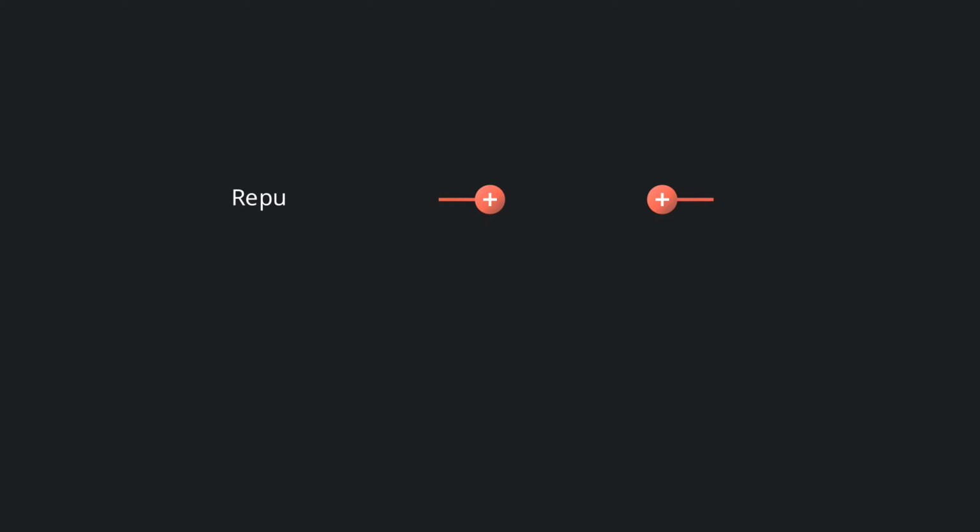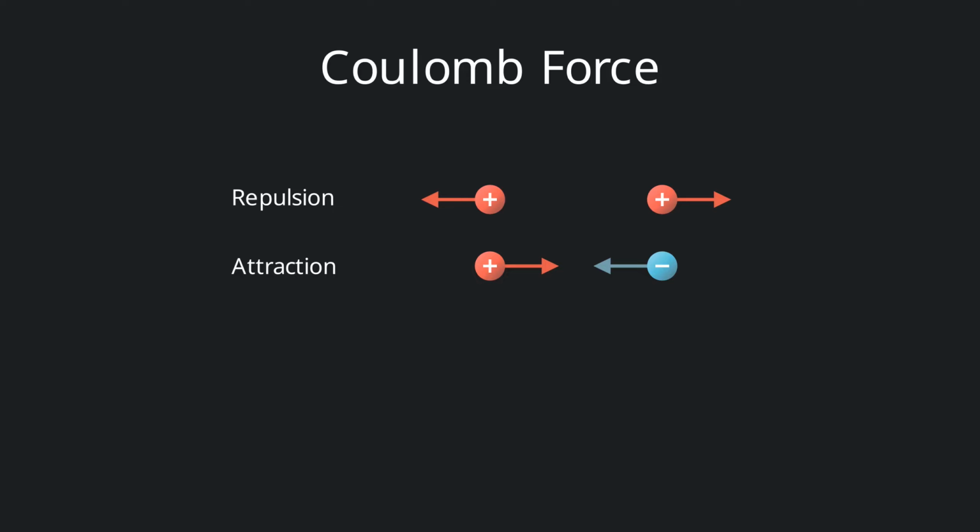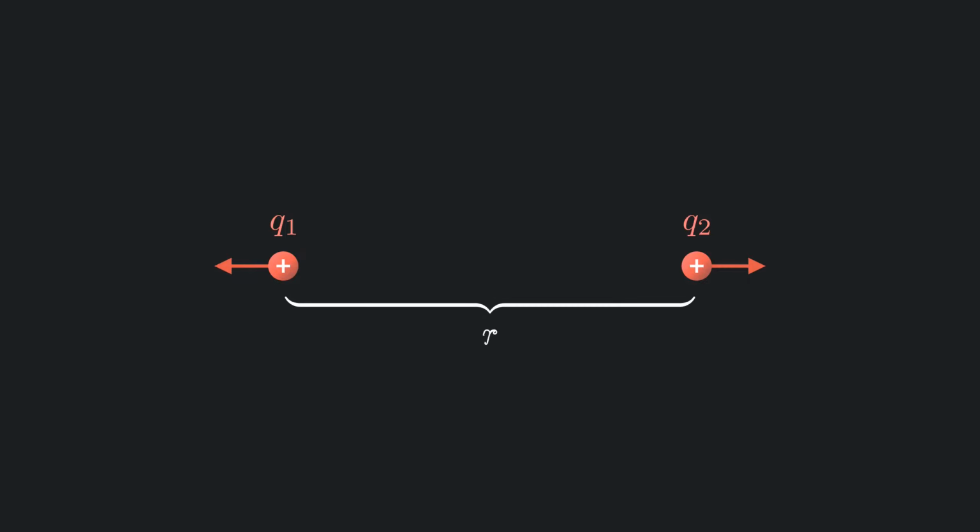Every time you have two charged particles, there will be a force between them. The force between the particles is called the Coulomb force, and we can describe it with Coulomb's law. And we only need three things to describe the force: the charge of particle 1, Q1, the charge of particle 2, Q2, and the distance r between them.